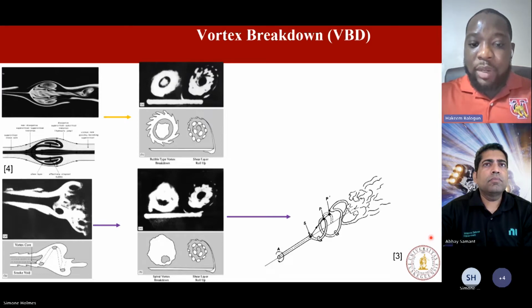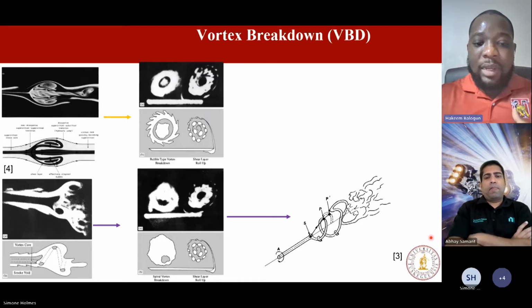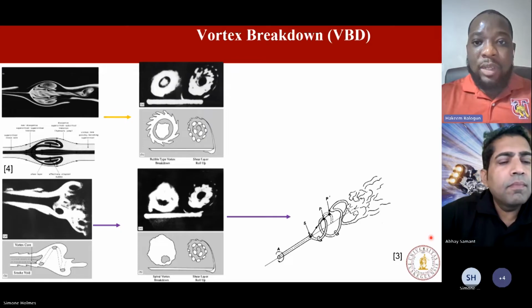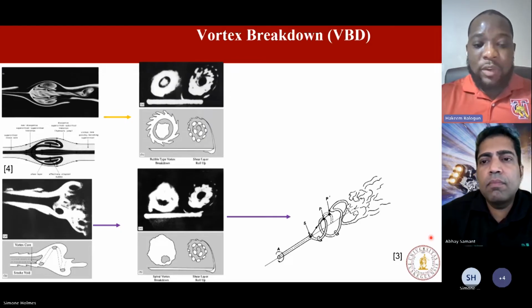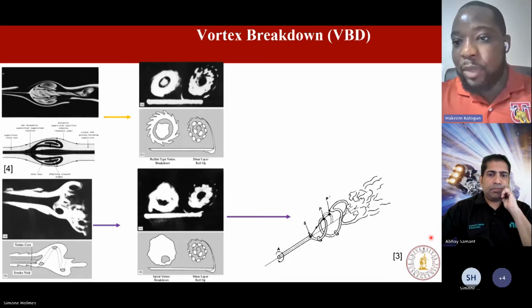For spiral type breakdown, which is the two images directly below the bubble type breakdown, that results from flow stagnation in the axial direction along the vortex core, leading to flow acceleration in the azimuthal direction. This creates a kink in the linear vortex core, forming a helix shape that spirals 2 to 3 times before turning into a turbulent wake.